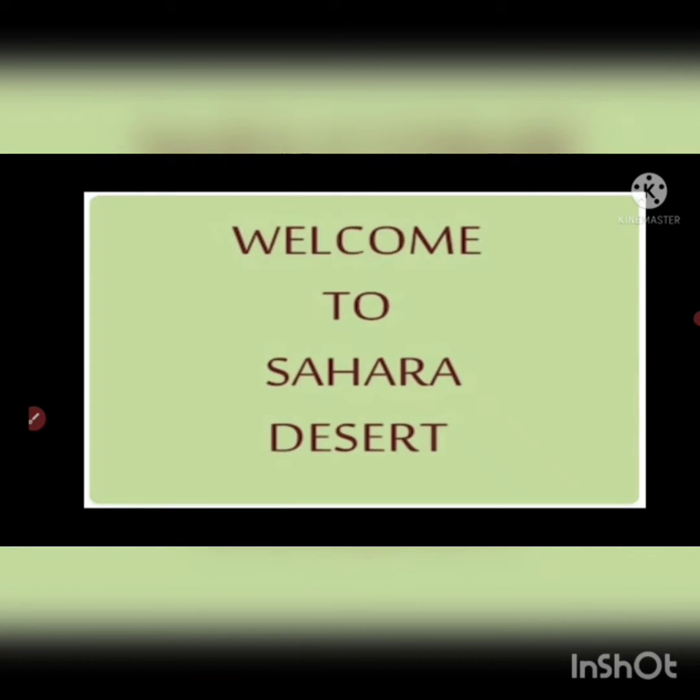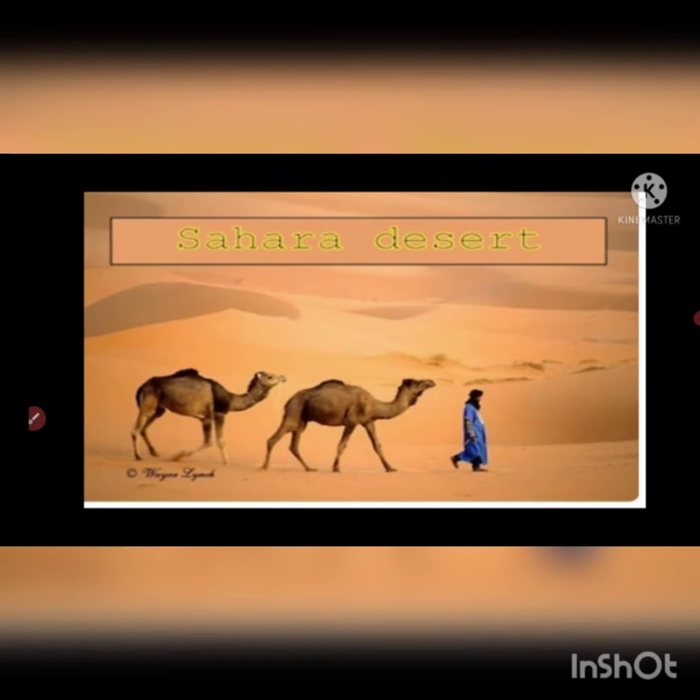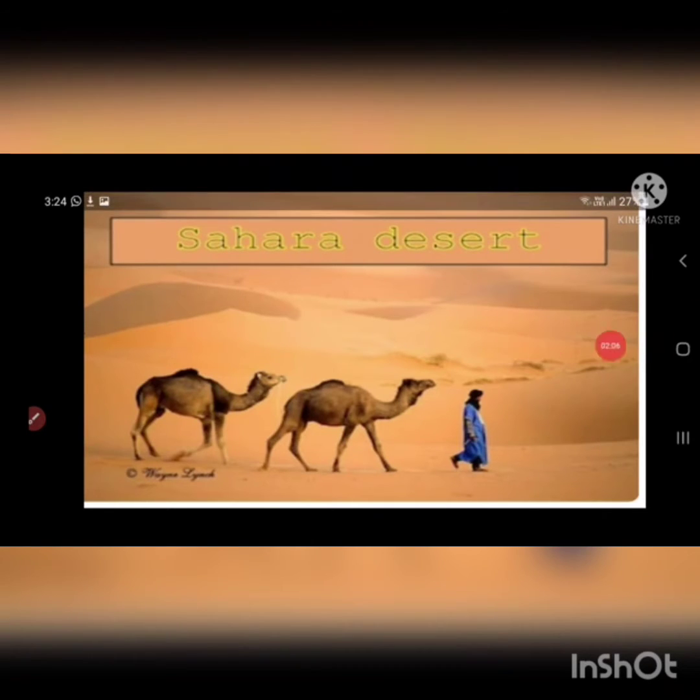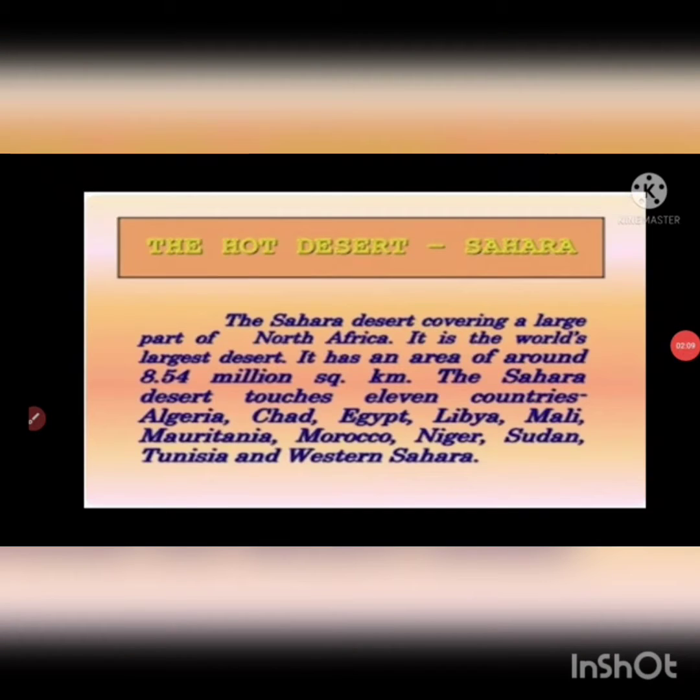Now, we will go to some brief description about the Sahara Desert. You are seeing the picture of the Sahara Desert. Camels are running there. This rocky surface, the Sahara Desert climate is extremely hot and dry. The sky is cloudless and clear. The Sahara Desert touches 11 countries: Algeria, Chad, Egypt, Libya, Mali, Morocco, Niger, Sudan, Tunisia, and Western Sahara.